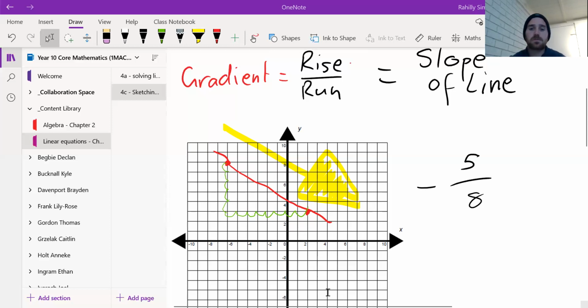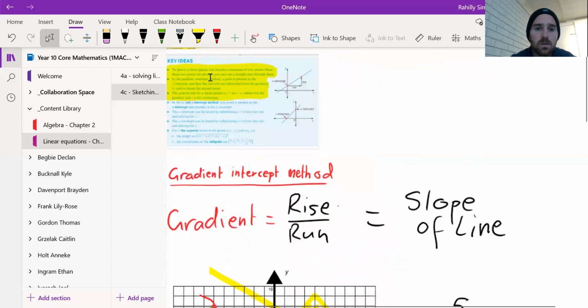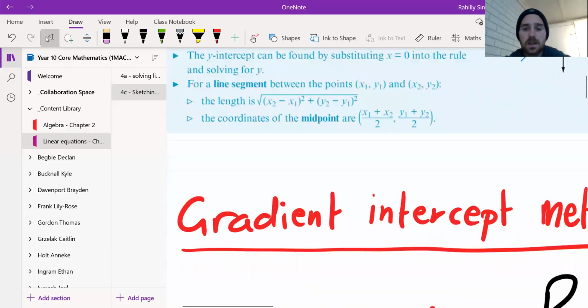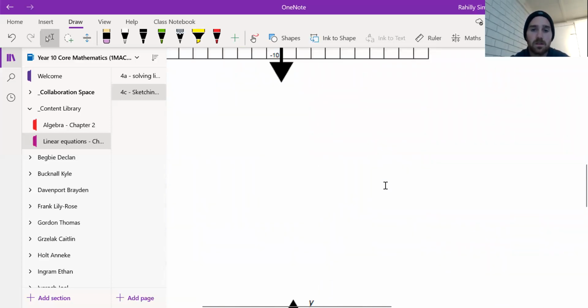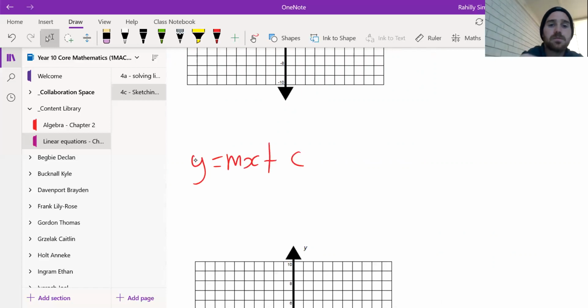What we're moving on to is our next thing. So I'll leave that there for you. And we're going into what we've got up here, which is our general rule for a linear graph: y equals mx plus c, where m is the gradient and c is the y-intercept. All right, so this is important that we remember: y equals mx plus c, where m is our gradient, c is our y-intercept.